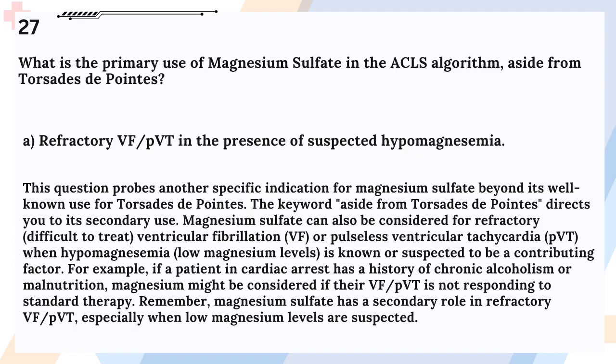Magnesium sulfate can also be considered for refractory, difficult to treat, ventricular fibrillation, VF, or pulseless ventricular tachycardia, pVT, when hypomagnesemia, low magnesium levels, is known or suspected to be a contributing factor. For example, if a patient in cardiac arrest has a history of chronic alcoholism or malnutrition, magnesium might be considered if their VF/pVT is not responding to standard therapy. Remember, magnesium sulfate has a secondary role in refractory VF/pVT, especially when low magnesium levels are suspected.